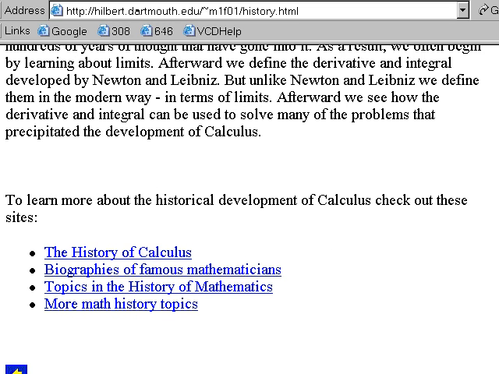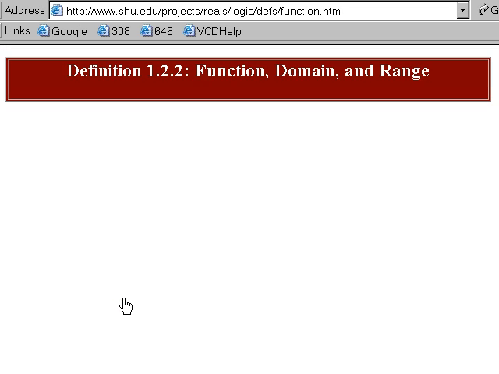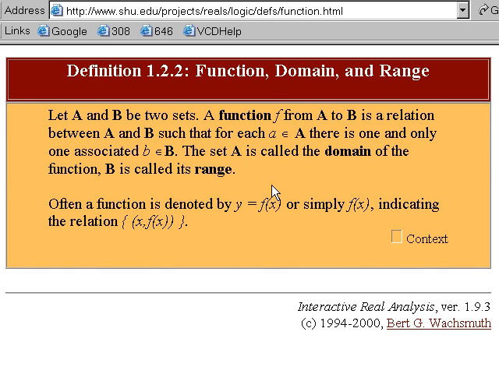Now, we all remember the definition of a function in terms of sets of points, a range, and a domain. So here is the current, mathematically precise definition of a function. If you have two sets of points, a function is just a mapping or a rule from a set A to a set B, a relation, so that for each element in the first set, there's one and only one element in the second set.